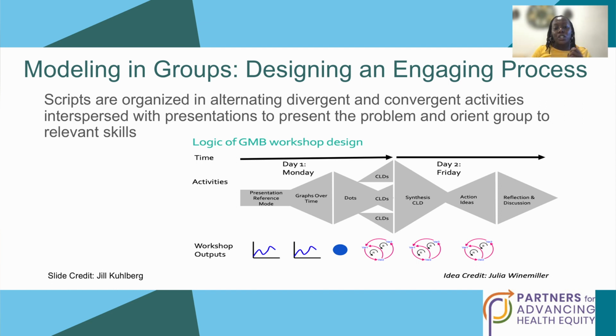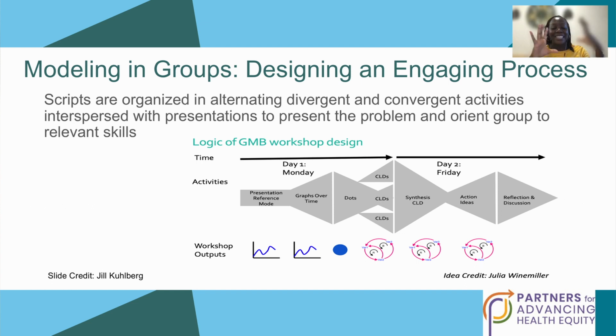as a group, right? So after presenting the reference mode, the script then has a divergent activity where everybody draws their graphs over time. You literally have stacks of paper where everybody has their graph over time, and they share them out on a wall where you tape them into themes. And then you have a convergent activity where people vote on the highest priority pieces of the system that matter for how we're thinking about what we want to change.